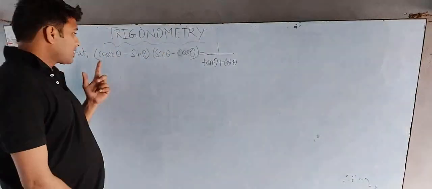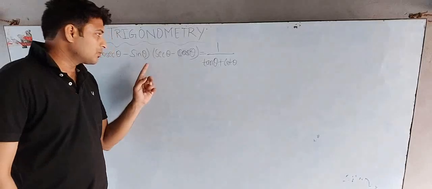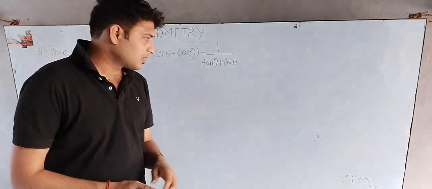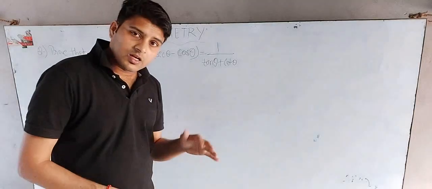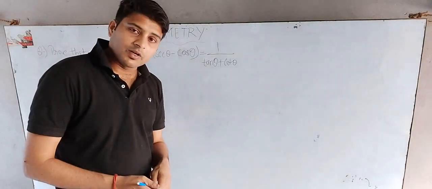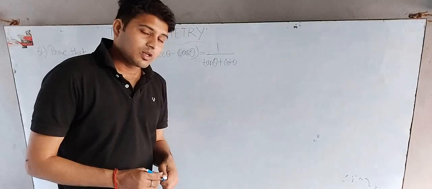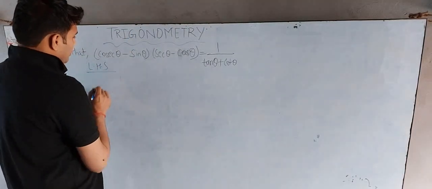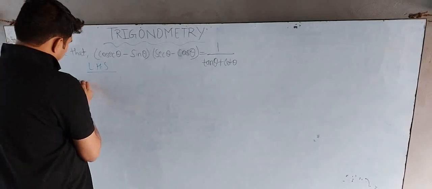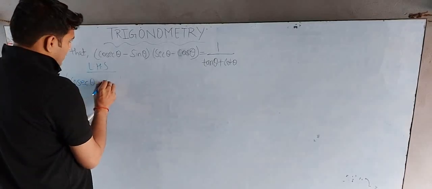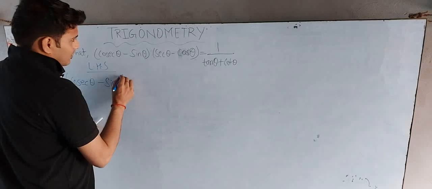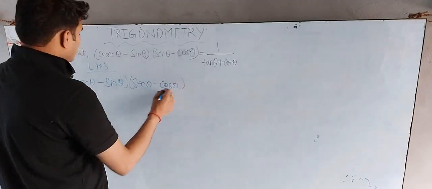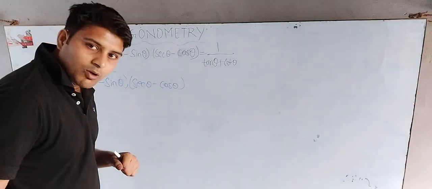Now let's see another question. Here we have to prove that cosec theta minus sin theta into sec theta minus cos theta is equal to 1 upon tan theta plus cot theta. Here we will solve LHS and RHS both, and we will equate both the equations. Now let's see LHS. What we have? Cosec theta minus sin theta into sec theta minus cos theta.